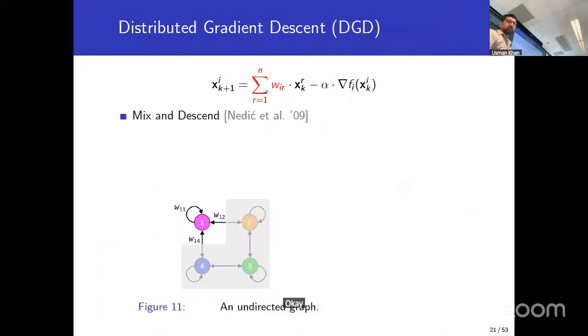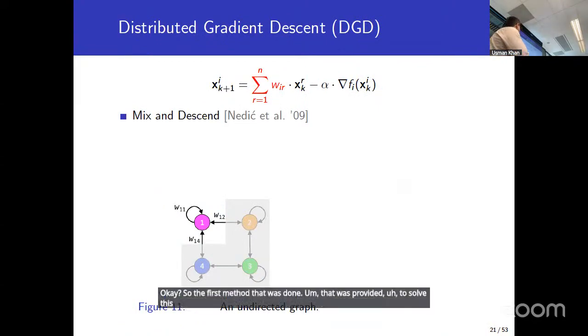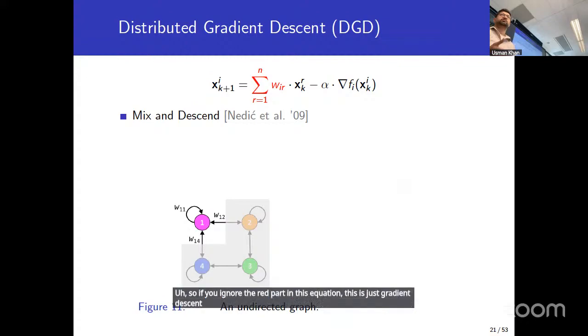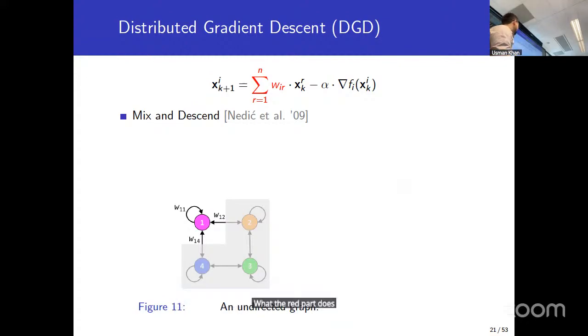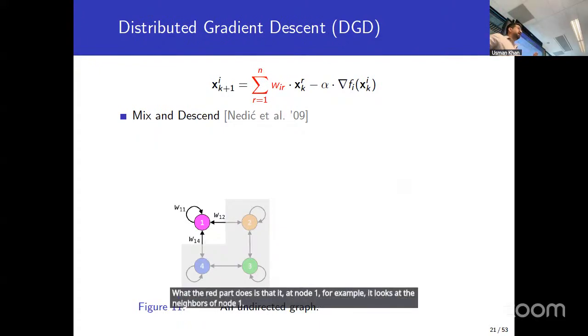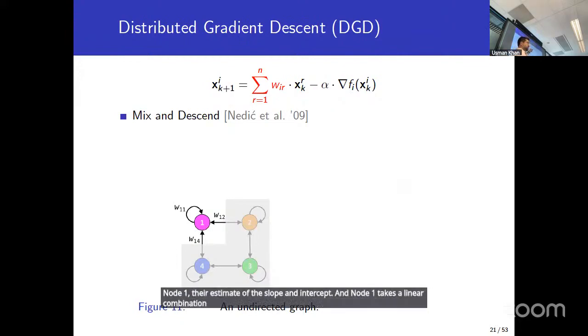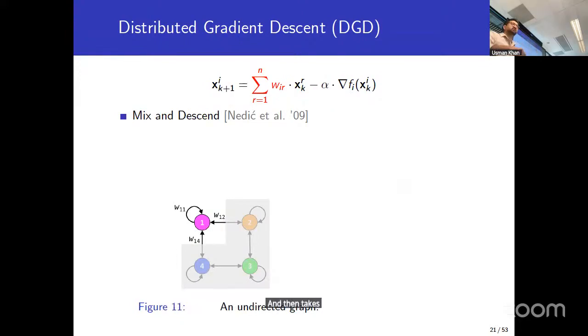Okay. So the first method that was provided to solve this problem is what is known as mix and descend. If you ignore the red part in this equation, this is gradient descent done at each node. What the red part does is that at node 1, for example, it looks at the neighbors of node 1, and node 1 asks all of its neighbors to send their estimate of the slope and intercept. Then node 1 takes a linear combination of the slope and intercept, and then takes a step in the direction of the gradient of the local loss function.